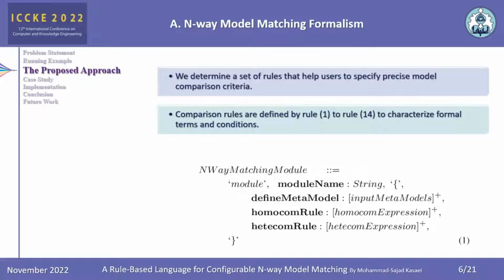Rule 1 demonstrates our n-way matching module, which consists of 4 different parts. First, we should use the module keyword, and after that, the name of the module comes. Inside each module, we should determine the definition of meta-models, homocom rules, which refers to homogeneous models, and heterocom rules, which refers to heterogeneous models.